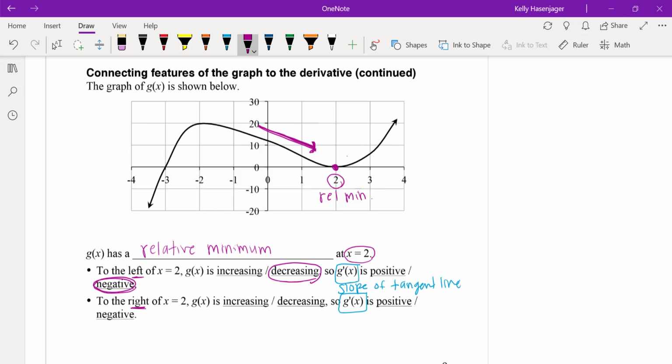Now to the right of our minimum, we are going back up. So we know that our original function is increasing. And if we look at our derivative, that's the slope. Since we are increasing, the slope is going to be positive.